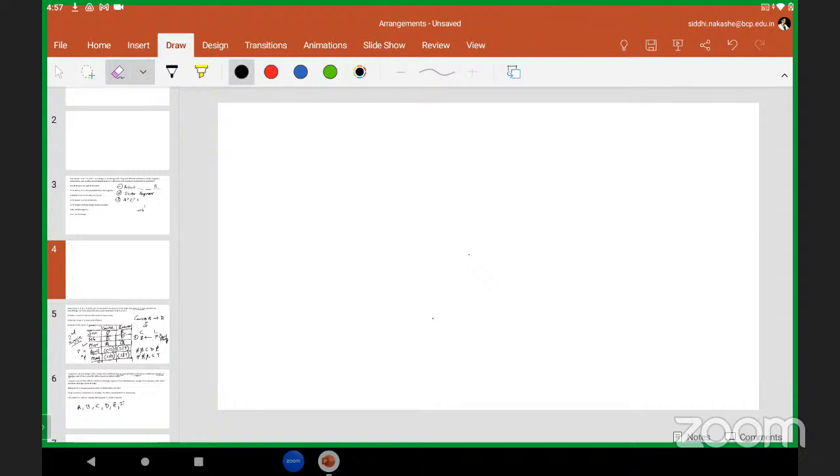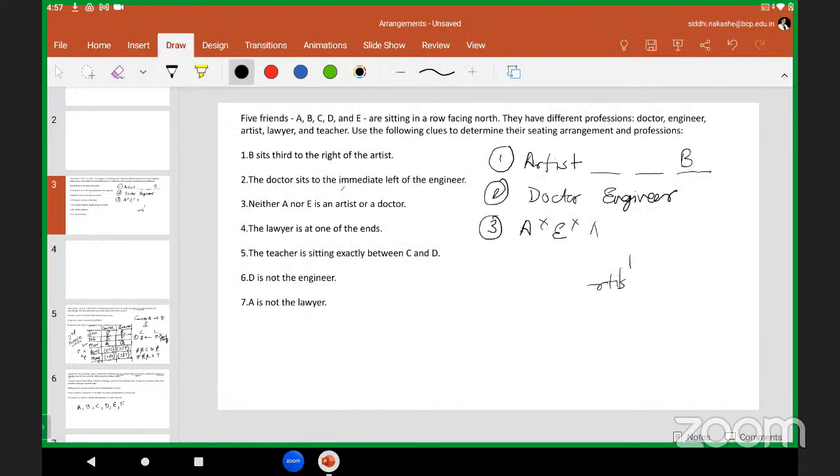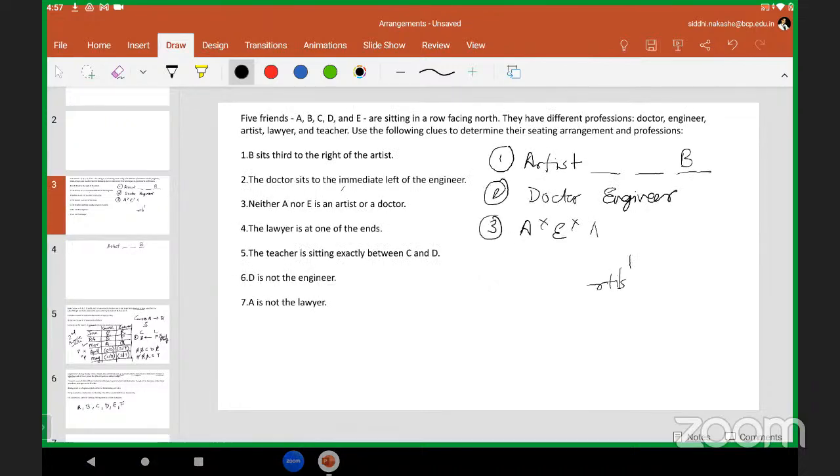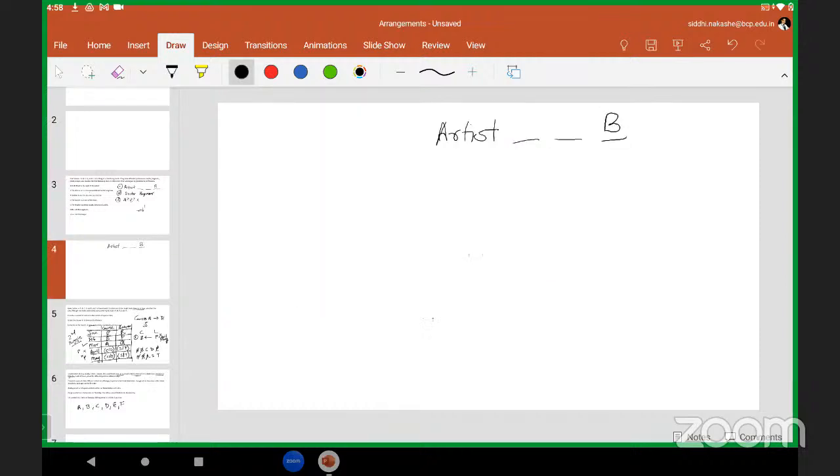Fine. So we'll start with the given conditions again. Okay, let's start with the first condition. That artist, and here it will be B, third to the right of artist. Fine. So this was our first condition. Now the second condition is doctor sits immediate left of engineer.